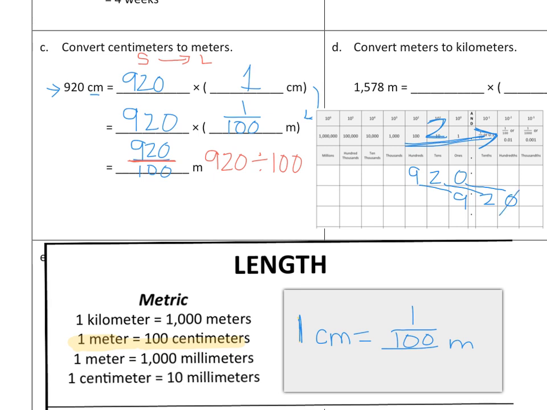You actually don't need to have those 0 ones there, but you do need to have a decimal point. So as meters, we're going to have as a decimal 9 and 2/10 meters. So once again, to review, 920 centimeters is equivalent to 9 and 2/10 meters.